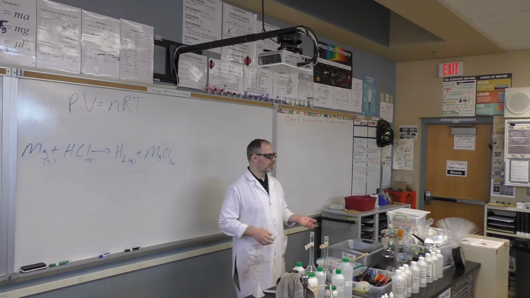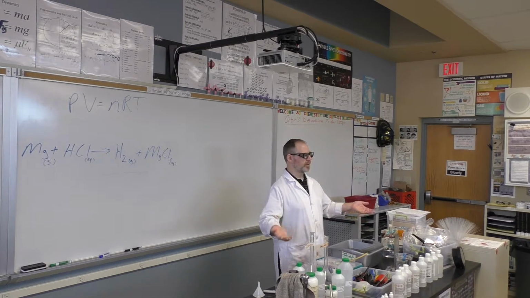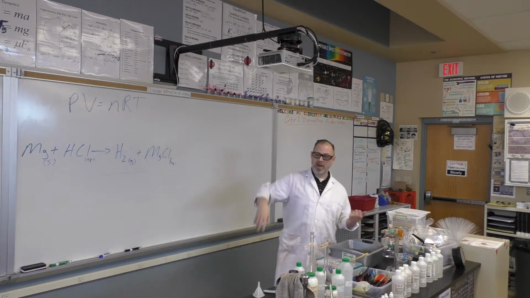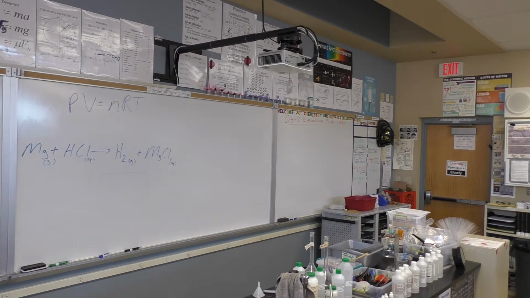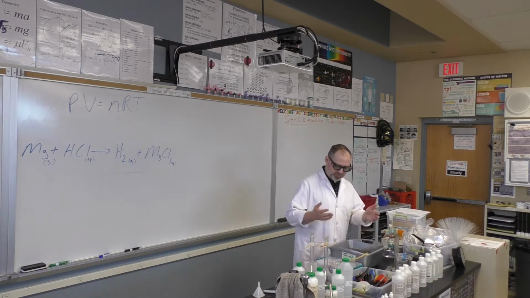So 29. If something is less dense than 29, lower molar mass, will it rise or fall? Rise. And if something is more dense than 29, it will sink. There were a couple of exercises that said, which of these gases is going to sink in air? Which of these gases are going to rise in air? 29 is your magic number. Okay, so back to the lab.